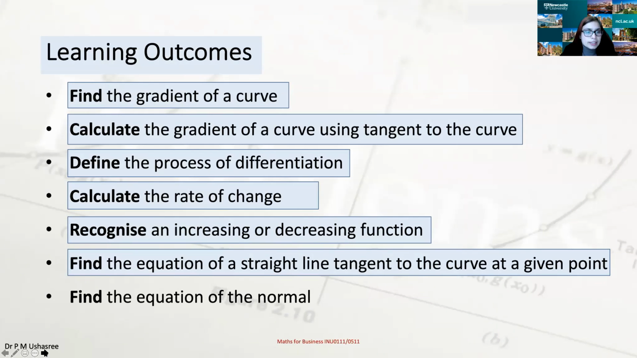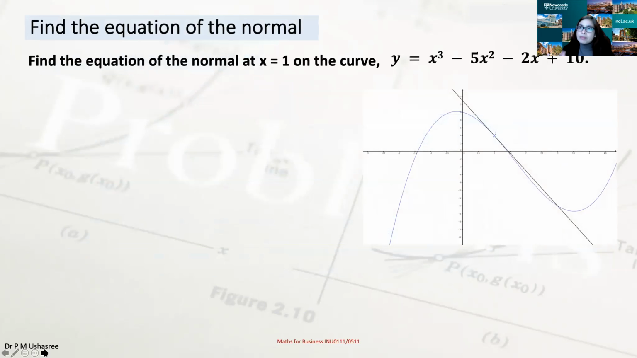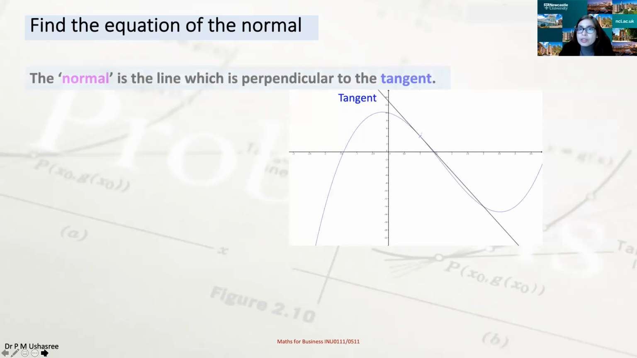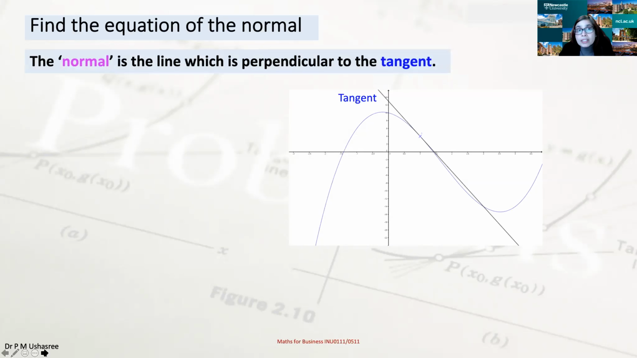Now let's find the equation of the normal. Okay, what is a normal? Before we do this, we need to know what is a normal. So find the equation of the normal at x is equal to 1 for this curve. A normal means any line perpendicular to the tangent at that point. So you just draw a perpendicular line there, yeah. Okay, so that is your tangent. The normal is a line which is perpendicular to the tangent, and that's your normal.